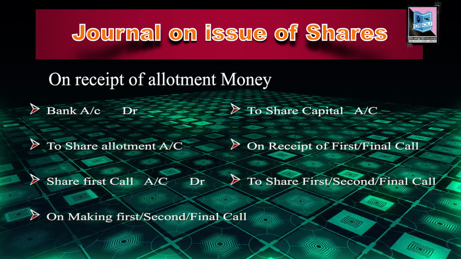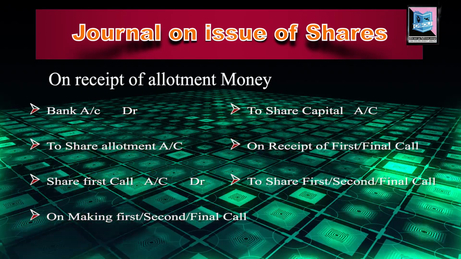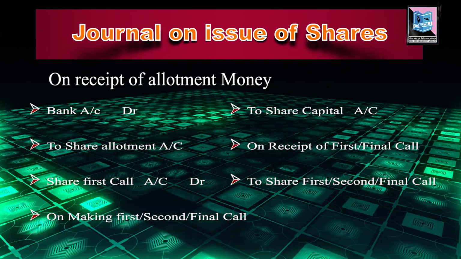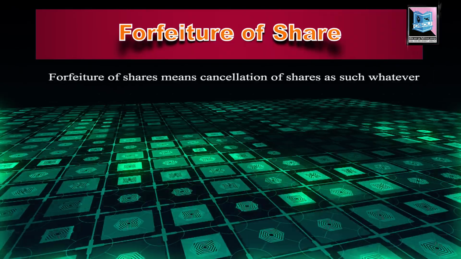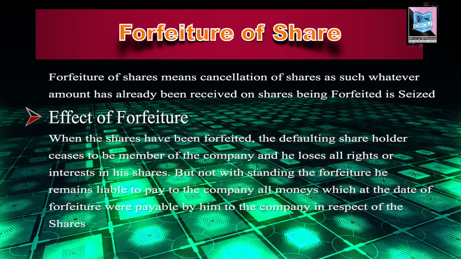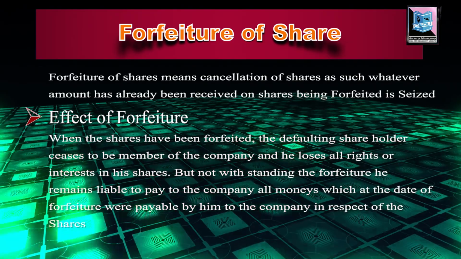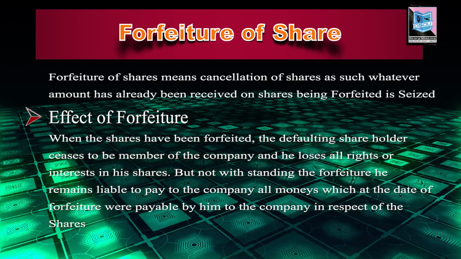What entry will be passed for the call money? Bank account debit to call money, and for the due entry, share call account debit to share capital. Sometimes some of the shareholders fail to pay the application money or allotment money or call money. Then generally the company forfeits their shares. Now coming to the point, what is forfeiture? Forfeiture means whenever any shareholder fails to pay the call or allotment money, the company forfeits their shares. That is called forfeiture of shares.